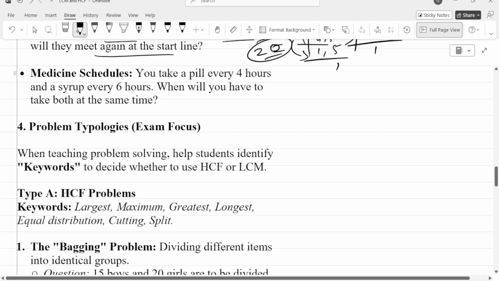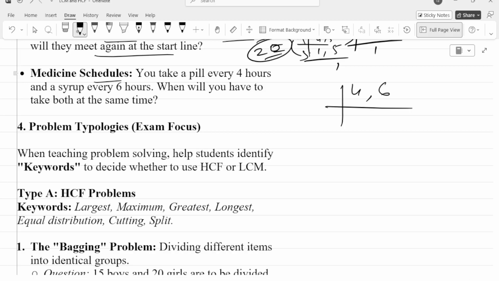Medicine schedules: you take a pill every 4 hours and a syrup every 6 hours. When will you have to take both at the same time? Okay, I take a pill every 4 hours and syrup every 6 hours. So now find the same time.